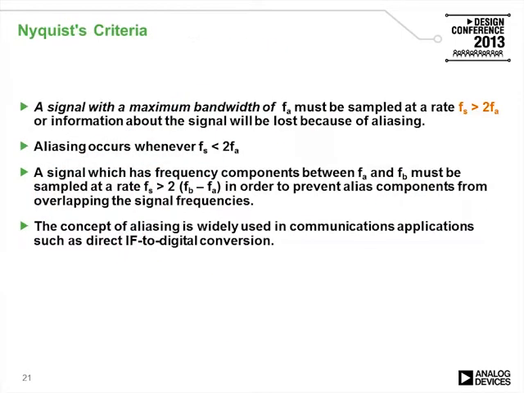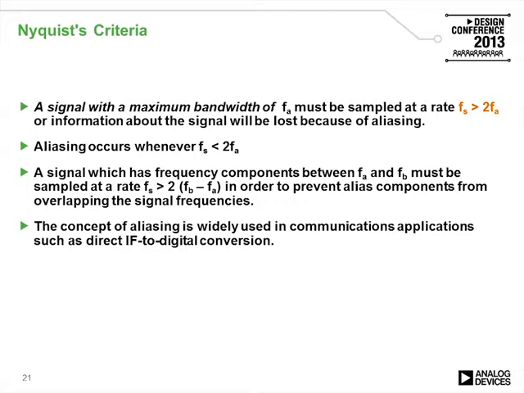This is something that's called aliasing, and it's based on the Nyquist criteria. The Nyquist criteria says that a signal with a maximum bandwidth of f_a must be sampled at a rate twice that, or information will be lost because of aliasing.